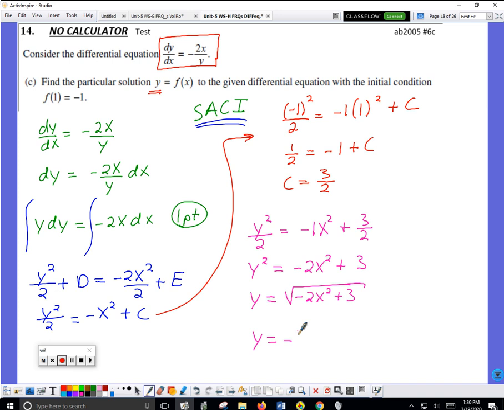Can you just do the plus or minus? You can. There's a reason I write both, but you can do plus or minus. Then how do you know? You figure out which one will end up being negative 1 if you put in 1.